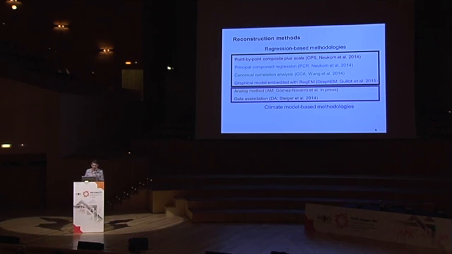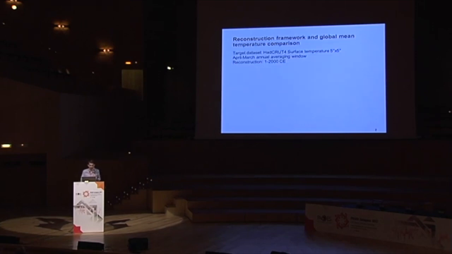One is an analog method, which basically chooses the best climate model state. And then data assimilation, which is an actual statistical fusion of the proxies and the climate models. For this reconstruction framework, it's very similar to what Raphi showed earlier. We have HadCRU as a target data set that's particularly important for the regression-based methodologies. It's less tied to the reconstructions for the analog and the data assimilation methods. They deal with HadCRU a little differently, in a more sophisticated fashion.